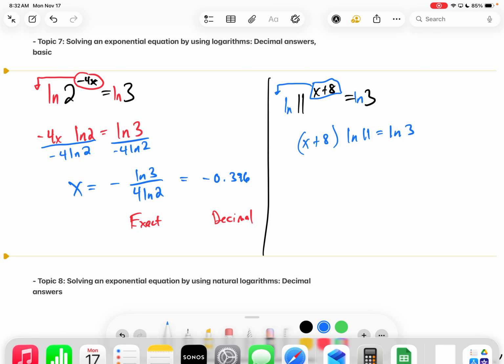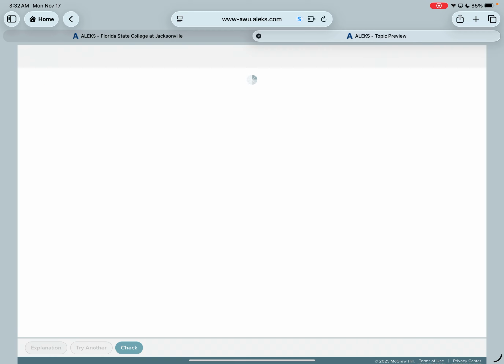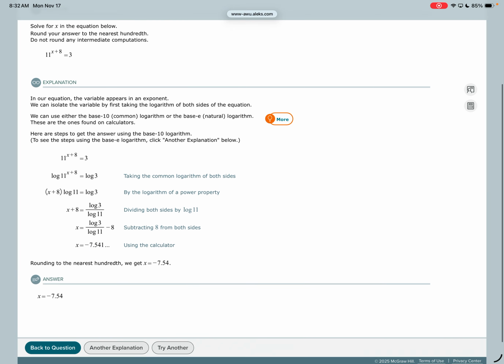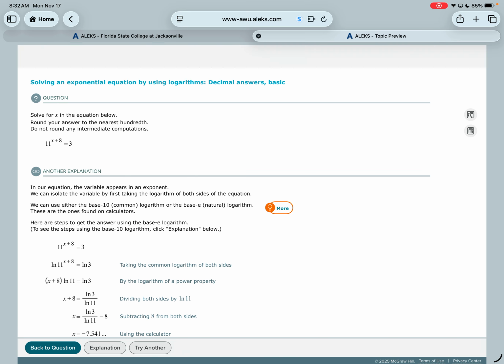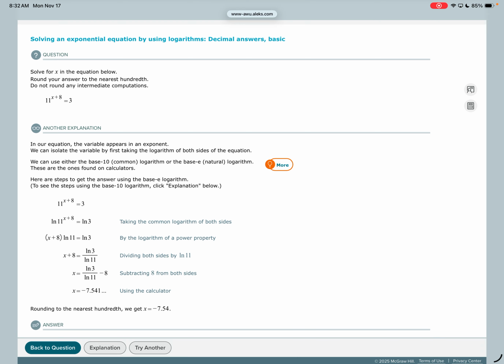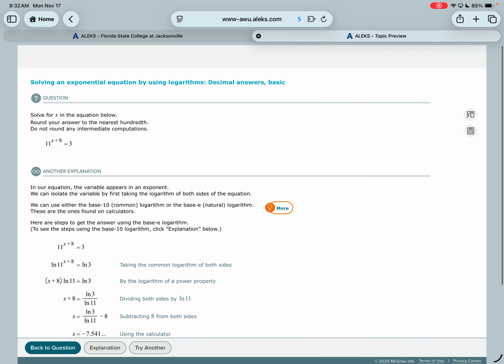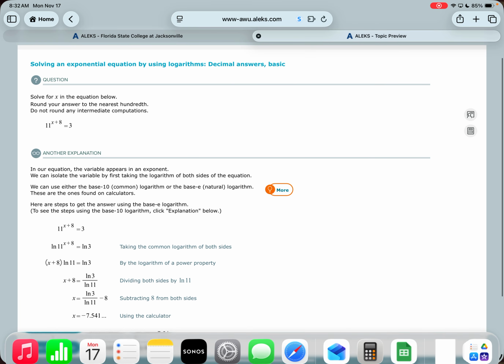I just wanted to see how Alex tells you to solve this. There's 2 different ways to do it. They would do it the easy way. Oh, look, another explanation is the ln.